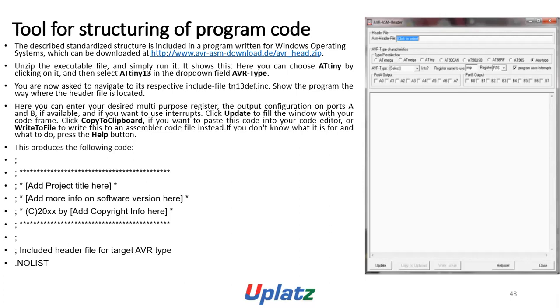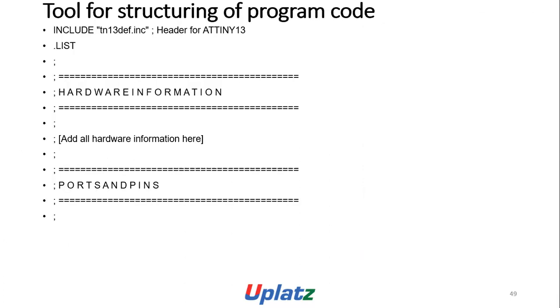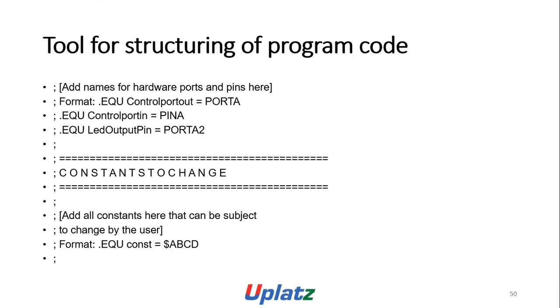If you don't know what it is for and what to do, press the help button. This produces the code. Add project title here, add more info on software version here, copyright by adding the copyright here. Include a header file for the target AVR type, no list. Include tn13def.inc header at tn13 place. Hardware information as comments: add all hardware information here.